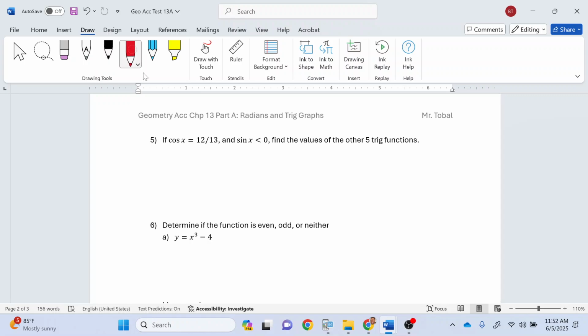So first off, I know cosine is 12 over 13, which is positive. So it has to be the first or the fourth quadrant. Then sine x is negative. Sine x is negative in the third or fourth quadrant because it's positive in the first or second quadrant. So we know it should happen in the fourth quadrant.